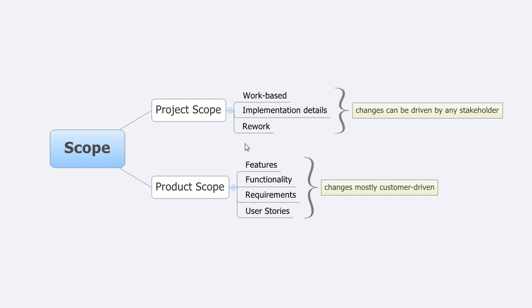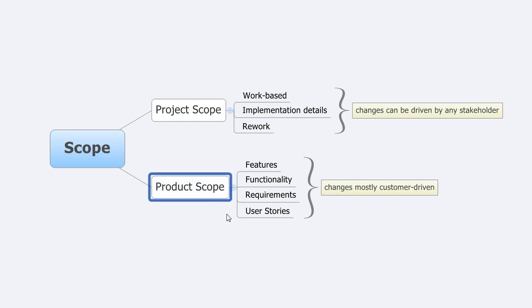So when I say project scope, I'm talking about the actual work that it's taking to carry it out. These are the implementation details of the project. It includes things like rework. So if you have to go back and do something again and it takes twice as long, you've increased your project scope even though your product scope may have stayed the same.